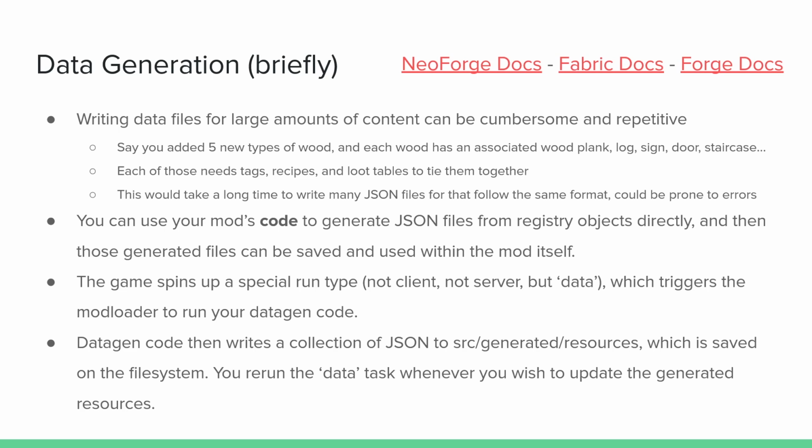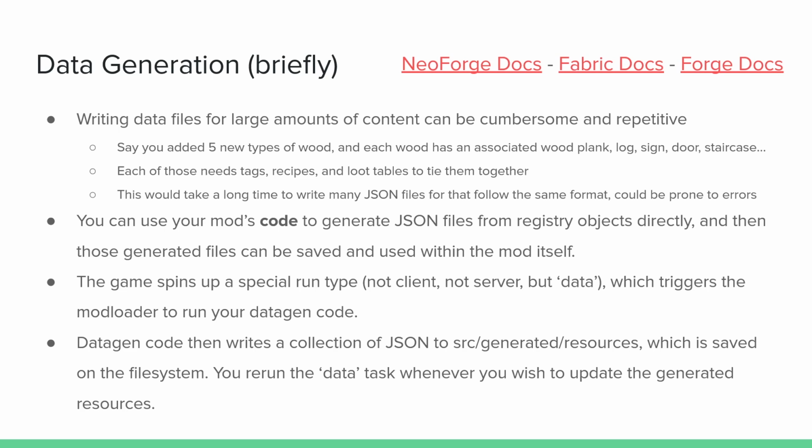And then a little bit on data generation. I'm not going to actually demo this yet, but I'm just going to talk about data generation. So say you had a mod and it has a large amount of content. It's very repetitive. So if you have 5 new types of wood and every single wood had a plank, a log, a sign, a door, a staircase, slab, everything, right? Each of those would need recipes to craft to each other. They would need tags that associate them to different wood planks, wood logs, and then tying all of those together, adding loot tables for every single block.